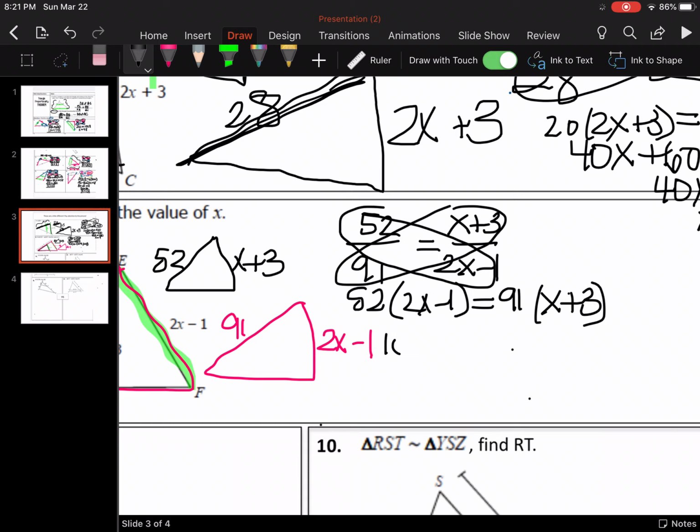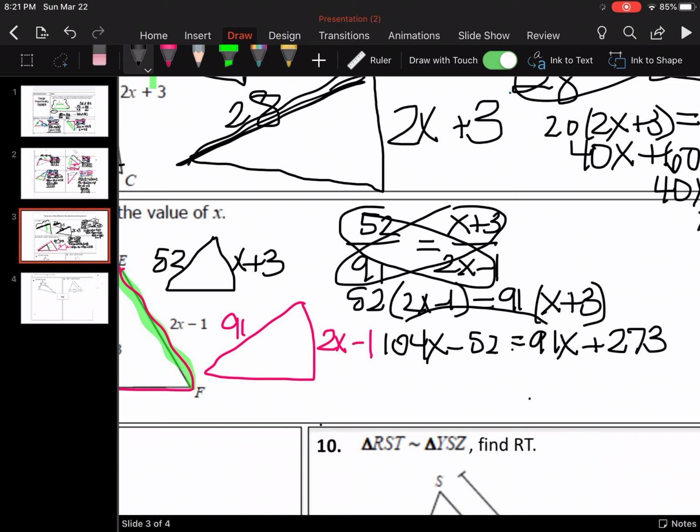So 104x minus 52 is equal to 91x plus 273. Make sure you're distributing. You don't want to forget to distribute. That's a really silly mistake to be making. All right, I'm going to bring the 91 to the 104.